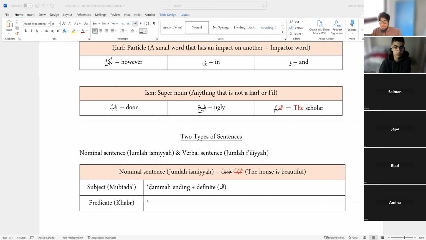Okay, good stuff, guys. So getting back to the khabar. So as you said, it's going to have a dhamma ending, and it will be indefinite, right? And by indefinite, this is usually shown with a tanween, which is indicated by a double ending, right? Double ending. Okay, so let's take a look at some examples.